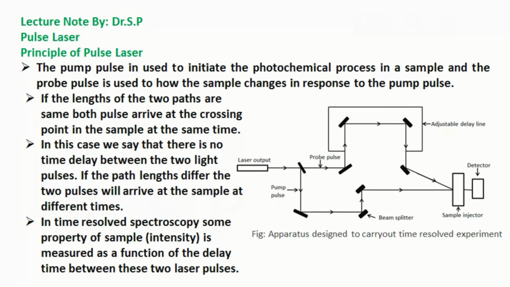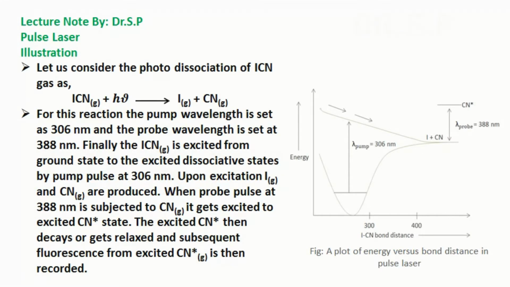Let us consider the photodissociation of iodine cyanide ICN gas: ICN plus h nu goes to iodine I and cyanide CN, as mentioned here. For this reaction the pump wavelength is set at 306 nanometer and the probe wavelength is set at 388 nanometer. Finally, the iodine cyanide ICN gas is excited from ground state to the excited dissociative states by the pump pulse at 306 nanometer. Upon excitation, iodine I and cyanide CN are produced.